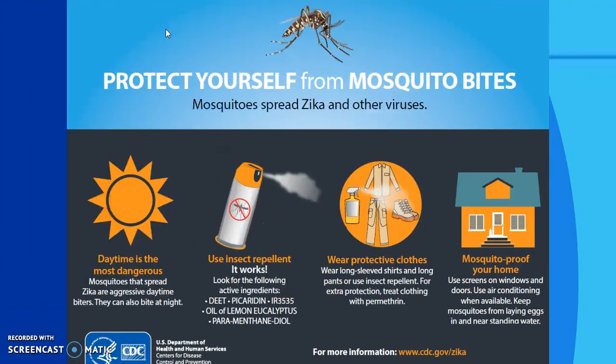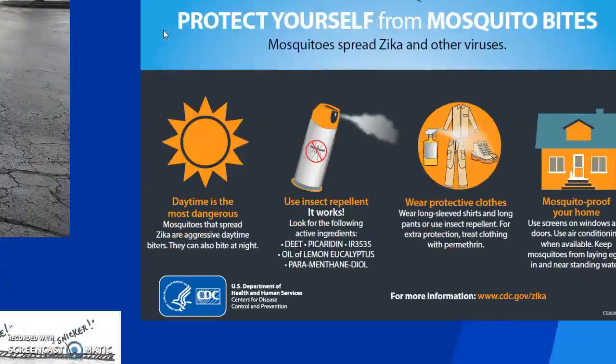So the U.S. Department of Health and Human Services issued this picture called Protect Yourself from Mosquito Bites, and it gives tips on how to stay safe from the Zika-spreading mosquito, which is: daylight is the most dangerous, use insect repellent, wear protective clothes, and mosquito-proof your home.